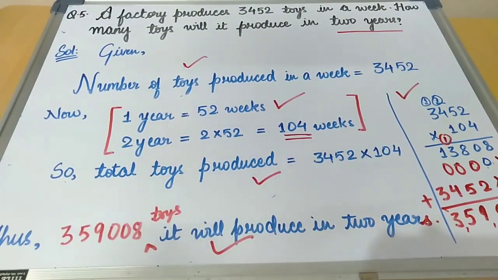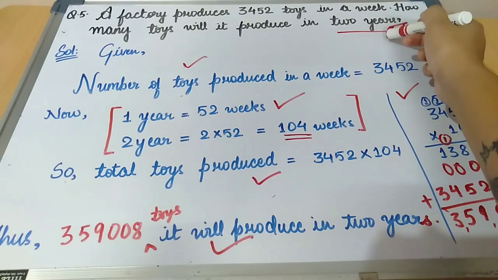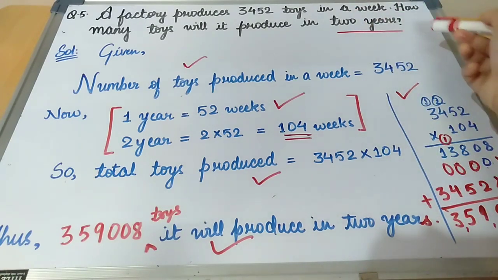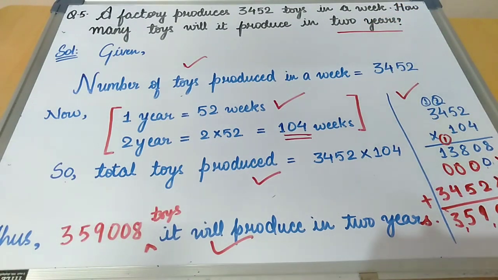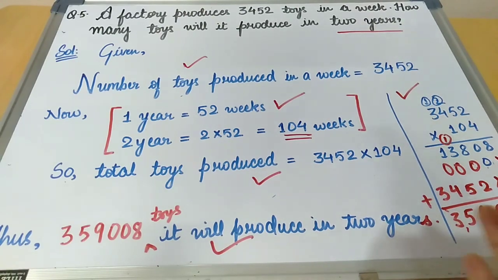Now question number 4 is exactly similar. So in question number 4, what you can do, it is given in months, and then it is asked to find out in days. So you will convert months into days. You know very well how many days are there in a month. 30 days. Okay, so you will convert into days, and then you will multiply it like this.